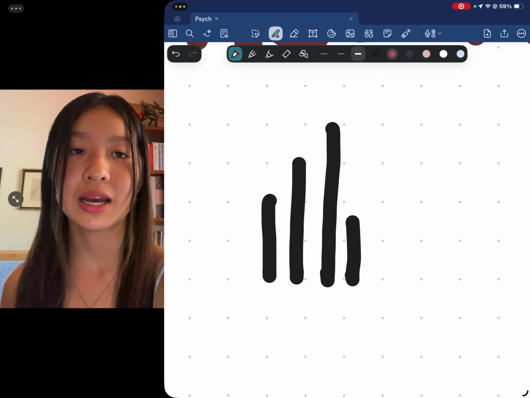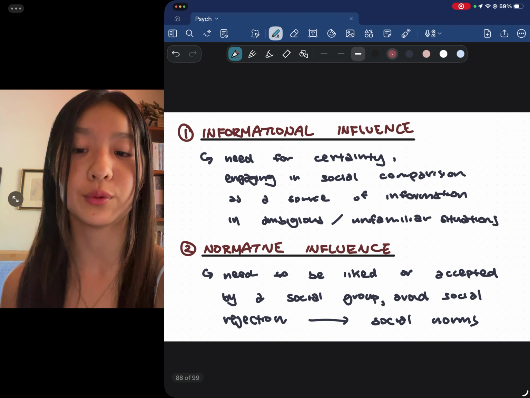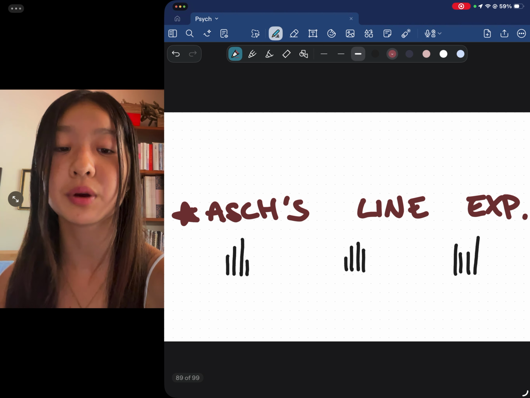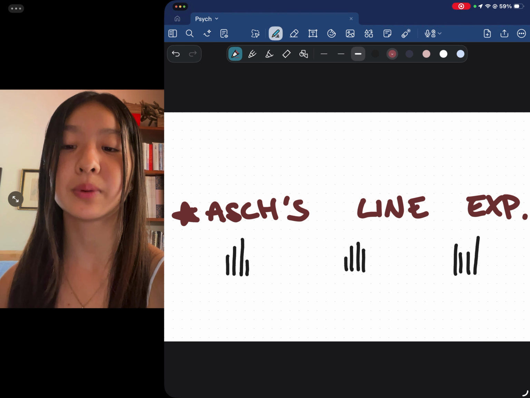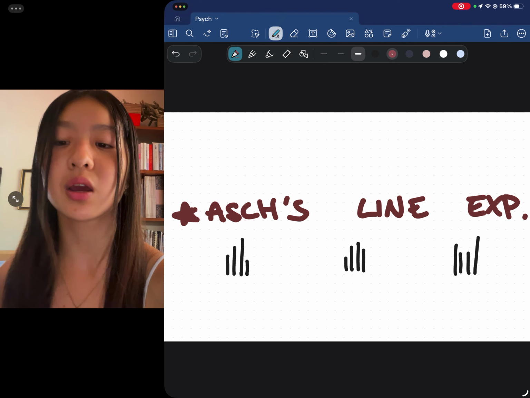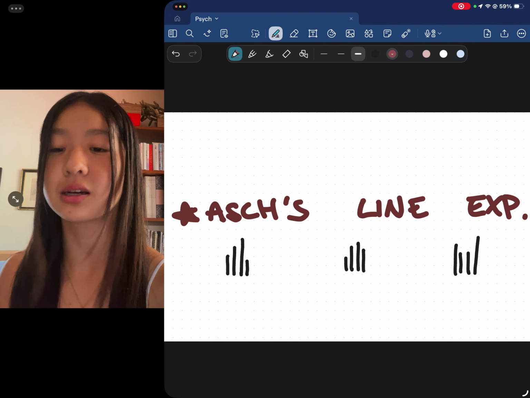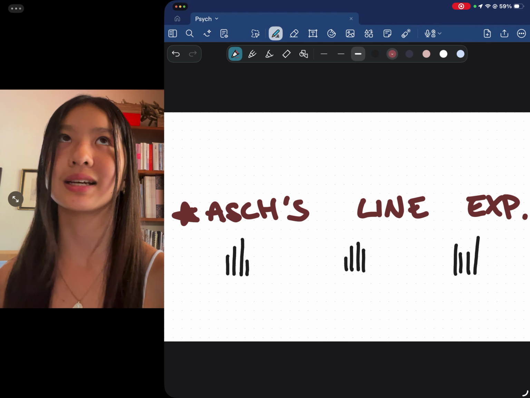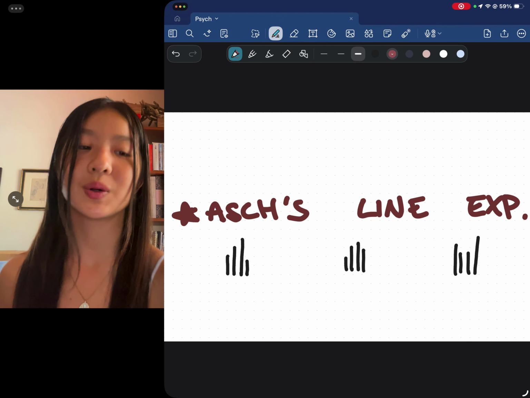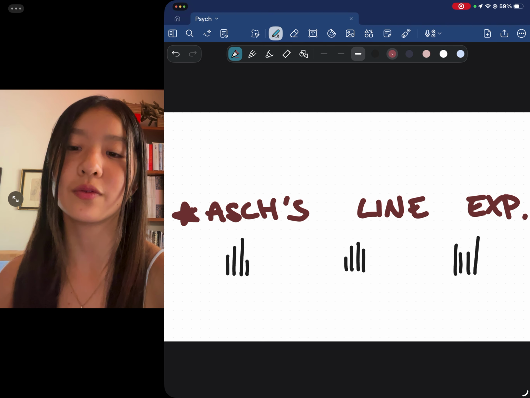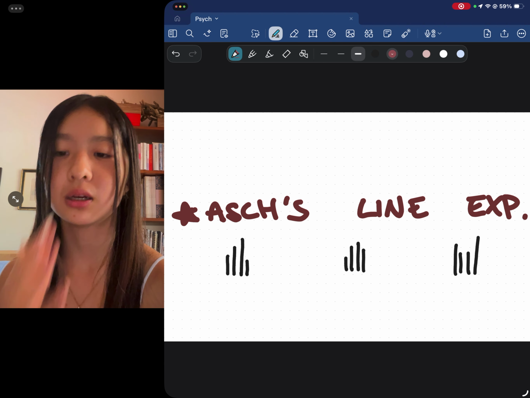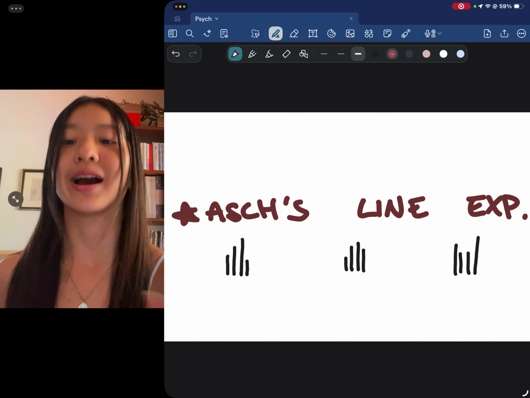but the actors would say that it was something else. And due to normative influence, which is the second type, the need to be liked or accepted by a social group, the participant would conform and agree with them and pick one that was clearly not the longest line just to fit in and not stick out and be an outlier. So Asch's line experiment demonstrated that even when participants knew that they were right, they still favored being accepted socially over being accurate about something.